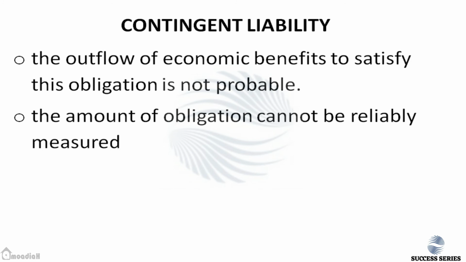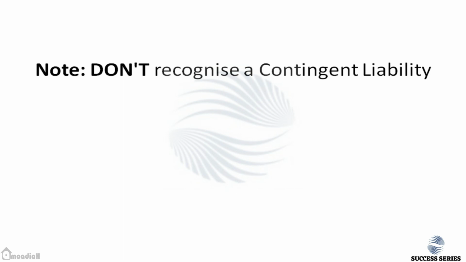So the second definition is informing us that it can also be a present obligation from a past event, but here the outflow of the economic benefit to satisfy that obligation is not probable. That means less than 50% probability. And the other condition is that the amount cannot be reliably estimated. So one cannot reliably estimate that amount. Now we need to take note of something very crucial here. We don't recognize a contingent liability. Never recognize a contingent liability in your books. What we only do is disclose them in our notes. It is disclosed in the notes, but we don't recognize it in our statement.